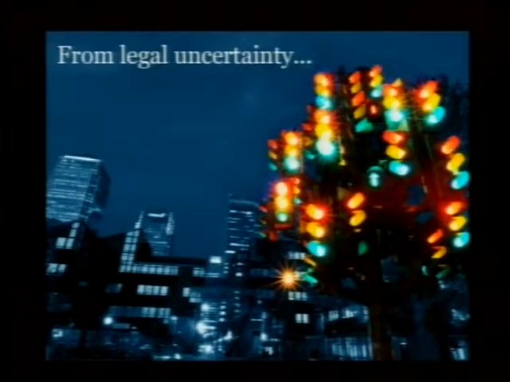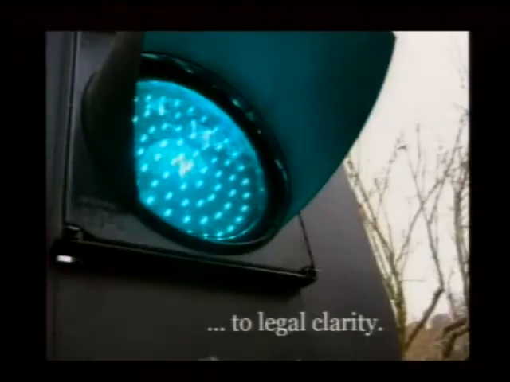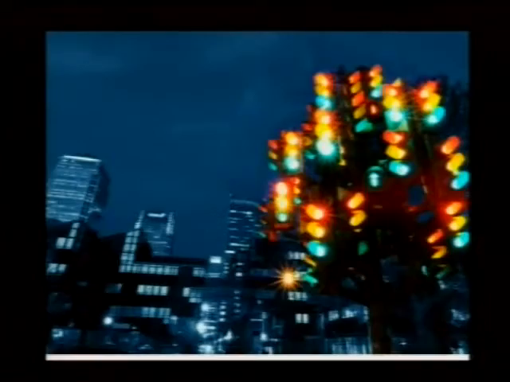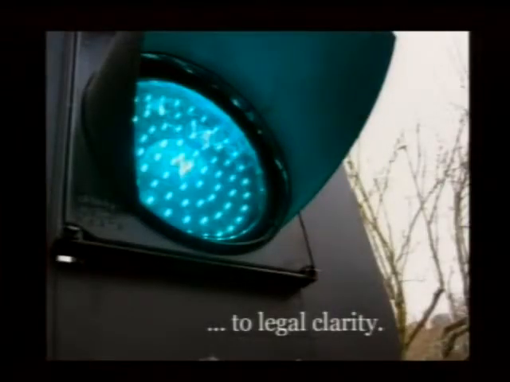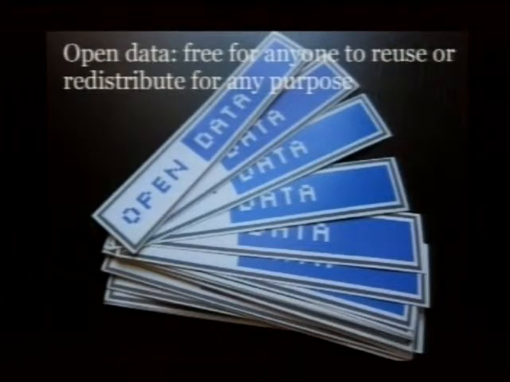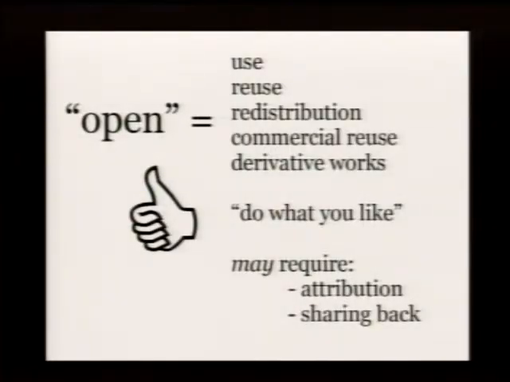You basically often have mixed signals with respect to the reusability of government information. And this is not uncommon and not to be unexpected. It's only very recently that the potential for reusability has become very great. But basically we want to move from a situation of legal uncertainty to legal clarity. Open government data is about providing a green light for people to reuse government information without restriction. It's free for anyone to reuse or redistribute for any purpose, for commercial use, for derivative works. It's basically a green light to do what you like, given maybe certain things like attribution or sharing back.